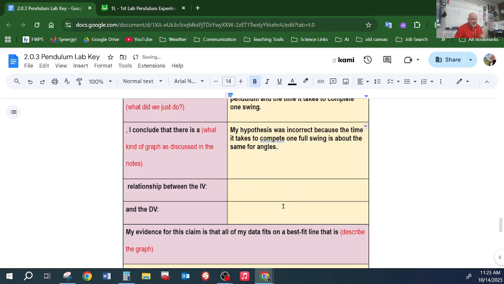Okay, so what's the relationship? The relationship between the IV, the independent variable, which, instead of writing independent variable, you would write the angle, and the dependent variable, the time it takes to complete one full swing.